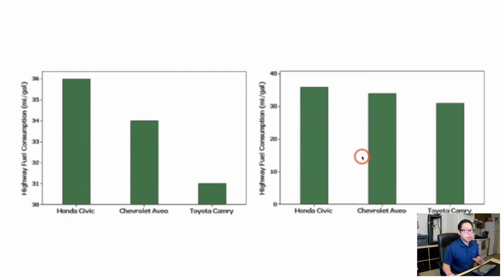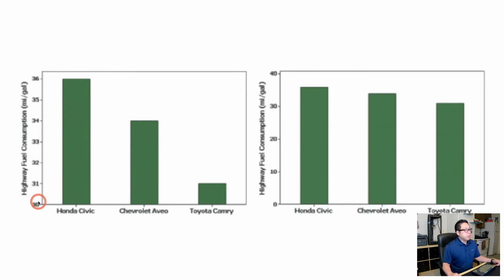Both these graphs are showing the same data, right? But if you're Honda Civic, which graph are you going to use? Which graph are you going to put in your commercials? You're going to put the graph on the left, right? On the graph on the left, it looks like Honda Civic is way better than Chevrolet Aveo and Toyota Camry. Whereas on the graph on the right, Honda Civic is better, but it doesn't look like it's that much better. It's slightly better than these other two cars. But on the graph on the left, it looks like it's way better, especially compared to Toyota Camry, right? Toyota Camry's way down here, Honda Civic's way up here.